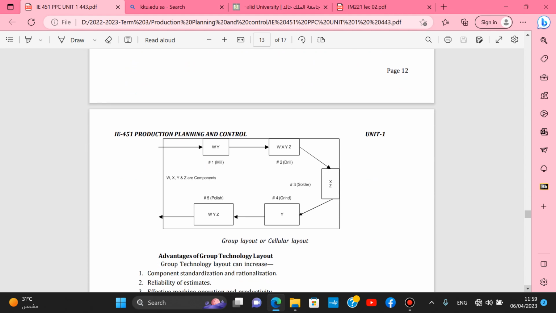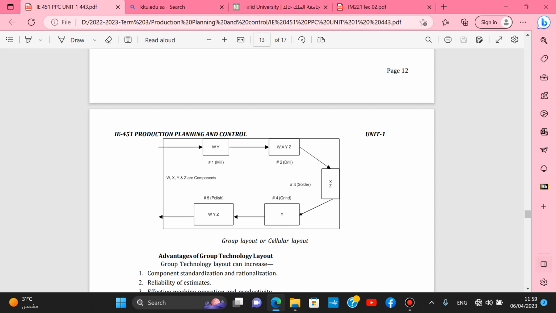Okay, we can represent so the group layout or cellular layout through this graph. We see here that مثلا هنا عنا ماشين الميل اللي يمروا عليها W وال Y، الدريل يمروا عليهم W وال X وال Y وال Z. Okay، اللي هما W X Y Z are components. Here we have polish بيمروا عليها ال Y و W وال Z. الجراند بس بيمر عليها ال Y إلى آخره.